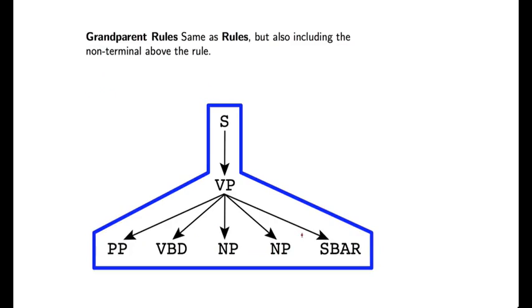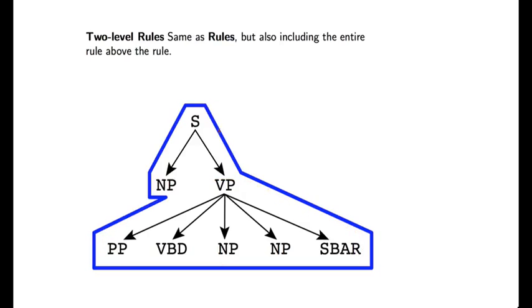Here's another example of the type of feature you might include. We call these grandparent rules. These features are not going to be sensitive to just the rule, for example what I've shown here, but also to the non-terminal directly above, an S in this case. So we've essentially introduced a feature corresponding to a larger fragment of this tree. And again, these features are not included within the lexicalized PCFG, and they can be useful in some cases.